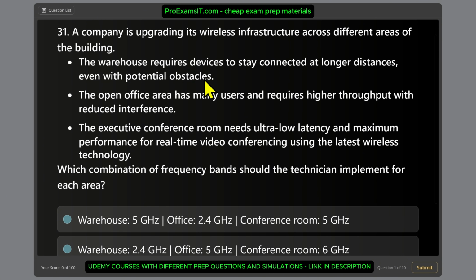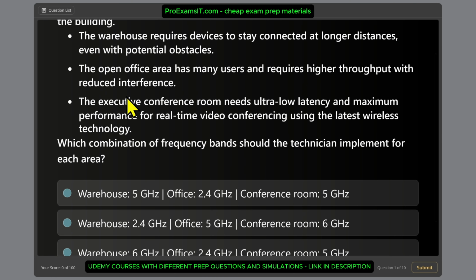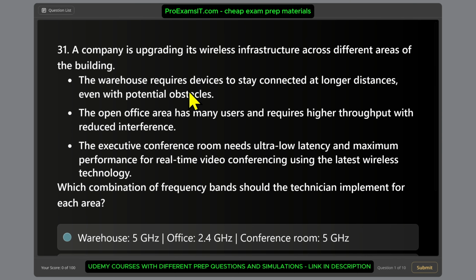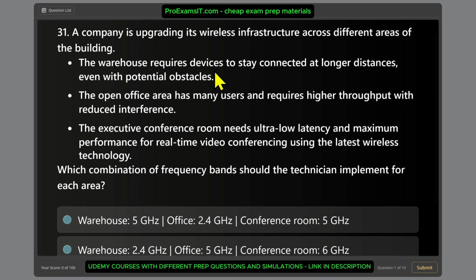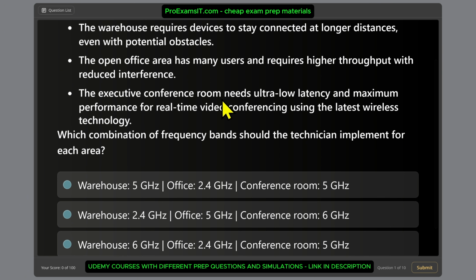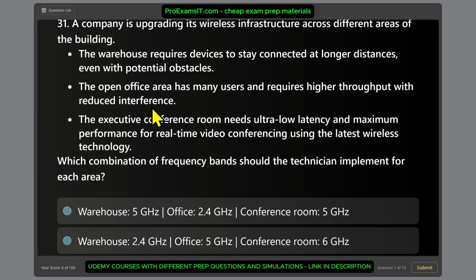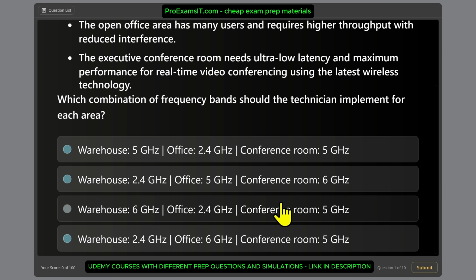So we have the warehouse, the office, and the conference room, and here are the requirements. For the warehouse, what do we need? The devices need to stay connected at longer distances, even with potential obstacles. So what that suggests is we need 2.4 gigahertz. So for the warehouse, it will be 2.4 gigahertz. Now we have the open office. It has many users and requires higher throughput with reduced interference. So is that going to be 6 gigahertz, 5 gigahertz, or 2.4? No, that's going to be 5 gigahertz.